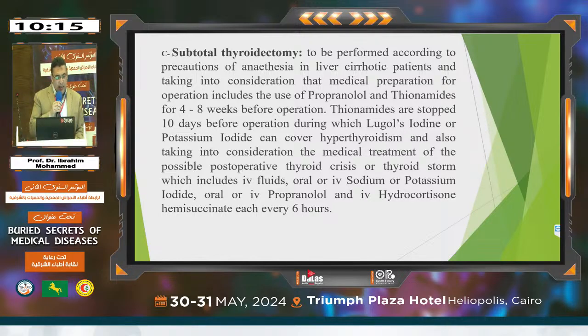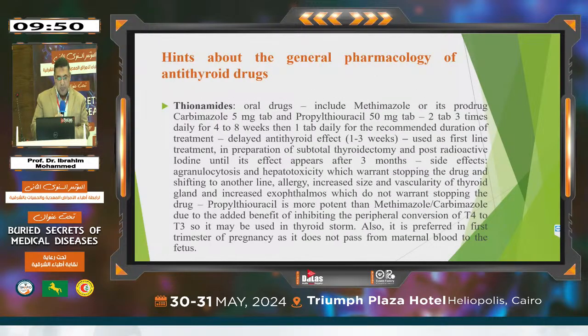Thionamides are stopped 10 days before operation, during which Lugol's iodine or potassium iodide can cover hyperthyroidism. We must also take into consideration the medical treatment of the possible post-operative thyroid crisis or thyroid storm, which includes IV fluid, oral or IV sodium or potassium iodide, oral or IV propranolol, and IV hydrocortisone hemisuccinate every 6 hours.